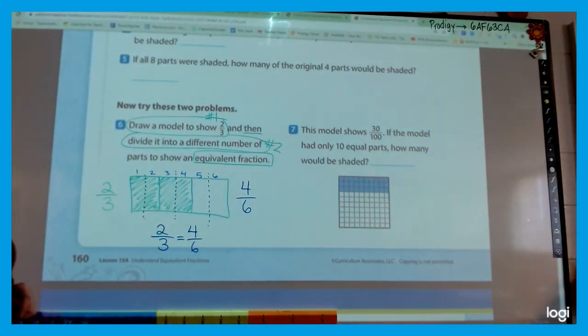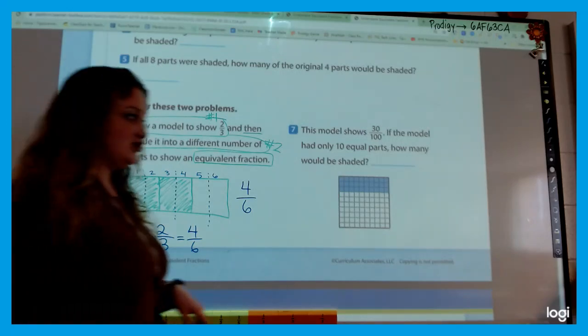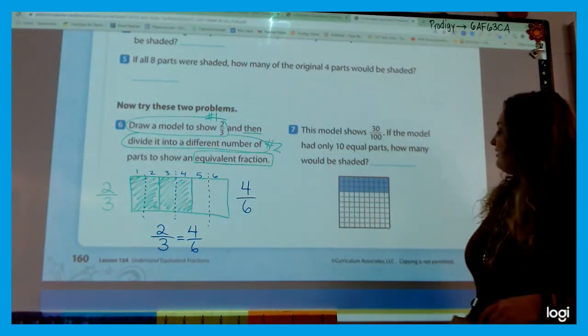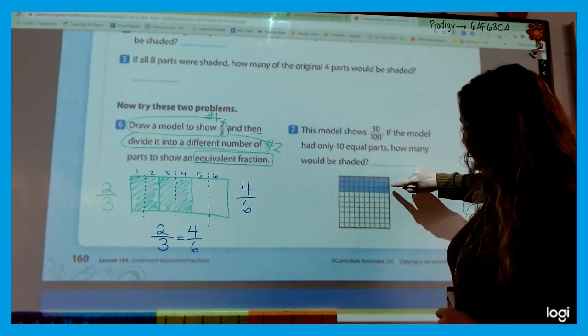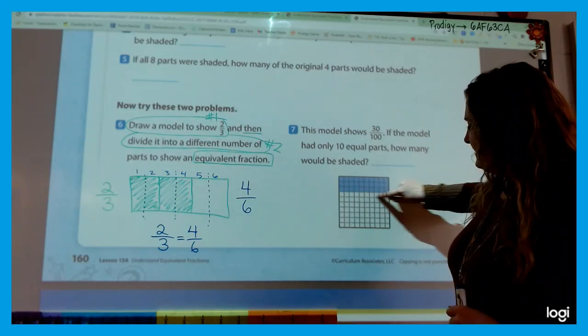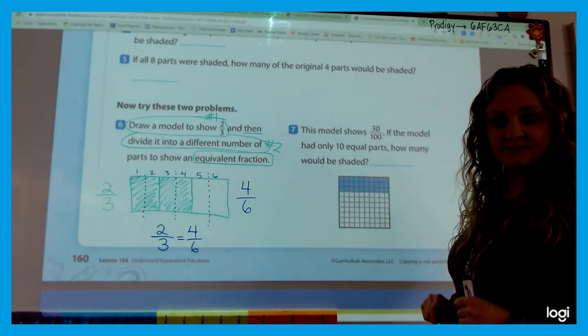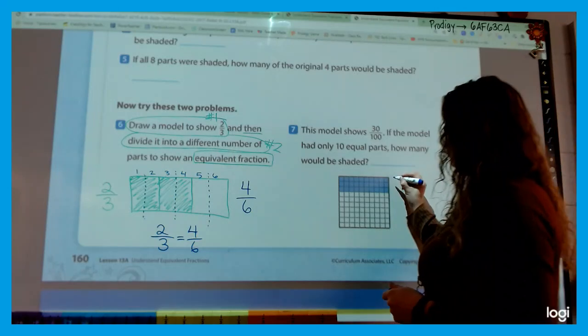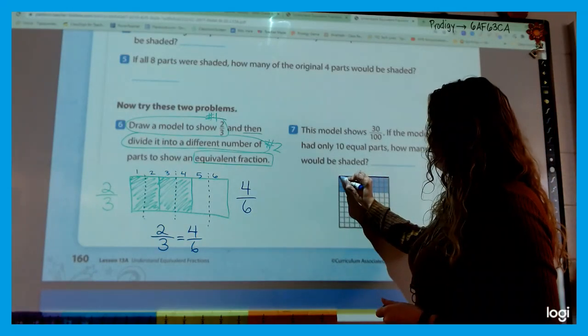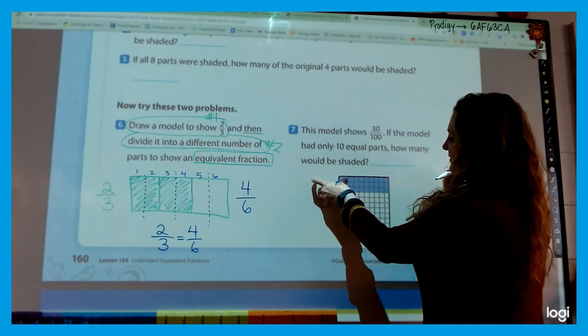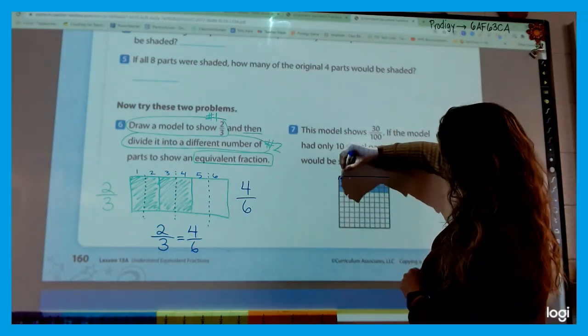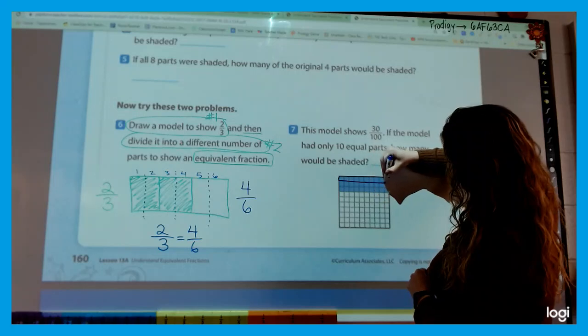If the model had only 10 equal parts, how many would be shaded? All right, well, let's not make this too hard, okay? Think about, when we look at this picture, does it almost look like we've got 10 rows that go across, 10 groups of 10? Yeah. So if I am saying this is one group, instead of saying this is 10 things, what if I just said this whole top row was 1?